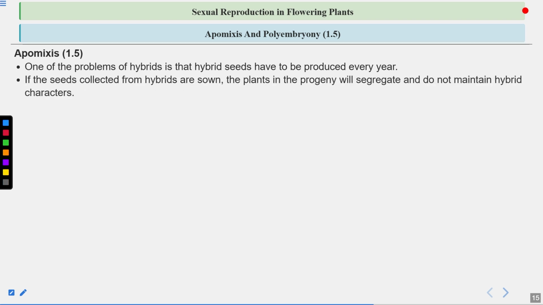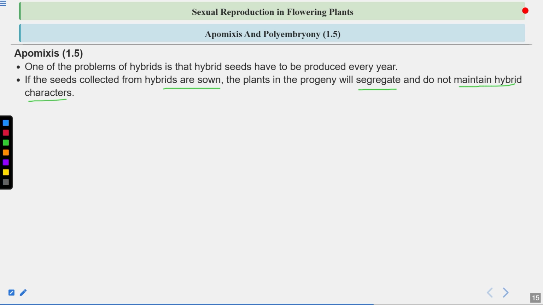And if the seeds collected from the hybrid are sown, the plants in the progeny will segregate and do not maintain the hybrid character. You must have studied about the laws of segregation. So the character that is present in the hybrid varieties, in the next season they can get pollinated from the other type of species, and that hybrid character can be lost in the next generation.